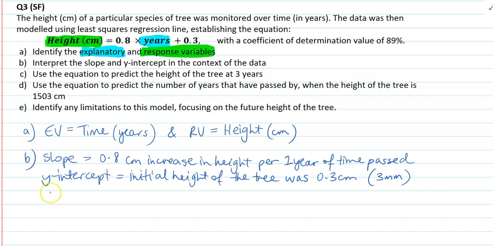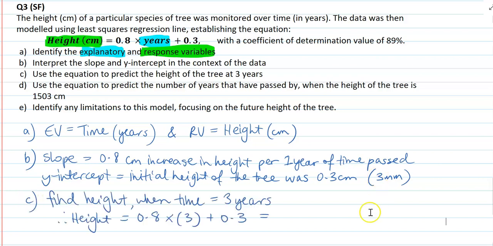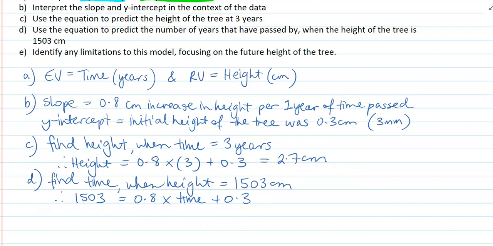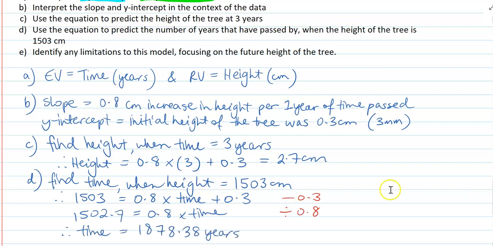So for C, I want to find the height of the tree after 3 years. Okay, so if I pop that into my calculator, 0.8 times 3 plus 0.3 gives me a height of 2.7 centimeters. And for D, okay, so if I pop that into my equation, I get a minus 0.3 and then divide by 0.8. Gives me a time of 1,878.38 years. So it's a very slow growing tree.